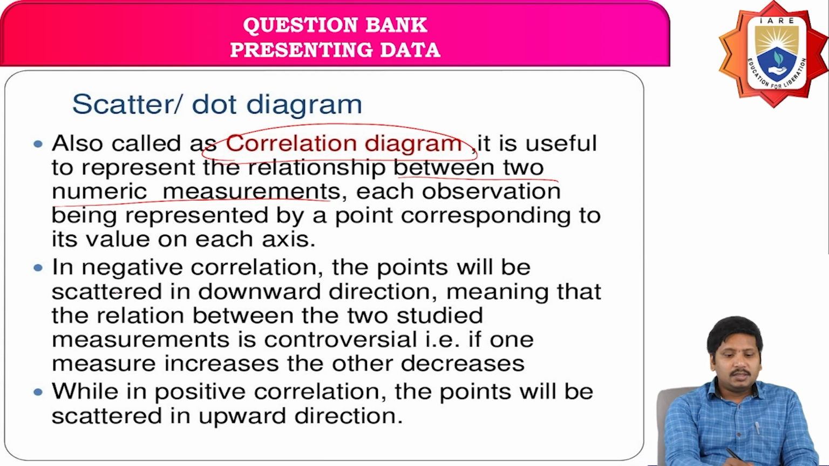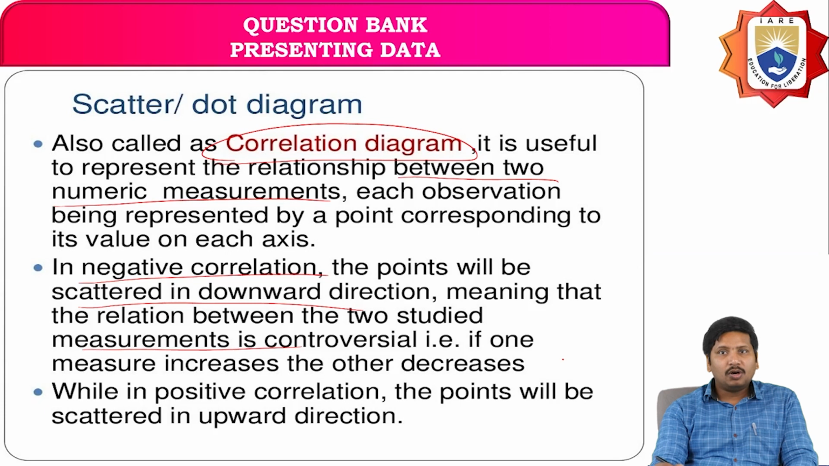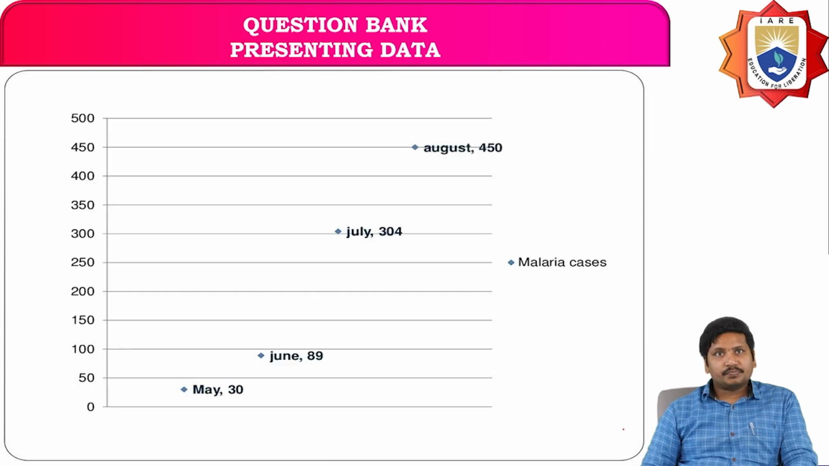In negative correlation, the points are scattered in a downward direction, meaning the relation between the two measurements is opposite: if one thing increases, the other decreases. Whereas in positive correlation, the points will be scattered in an upward direction. So this is the representation of a scatter diagram.